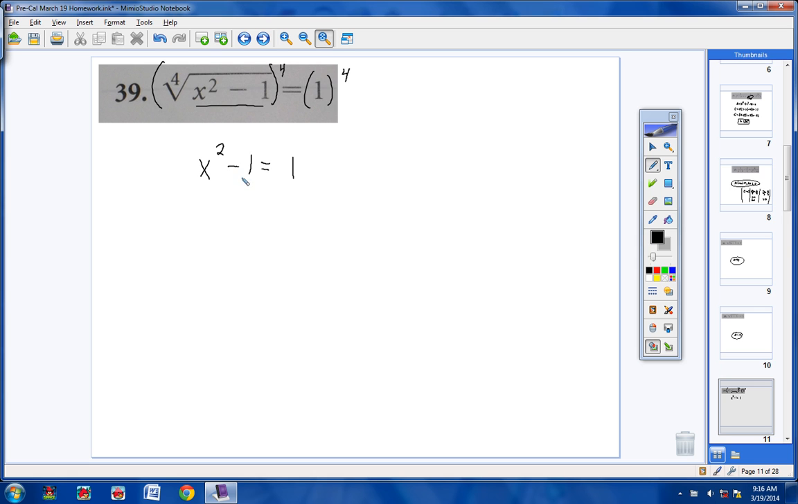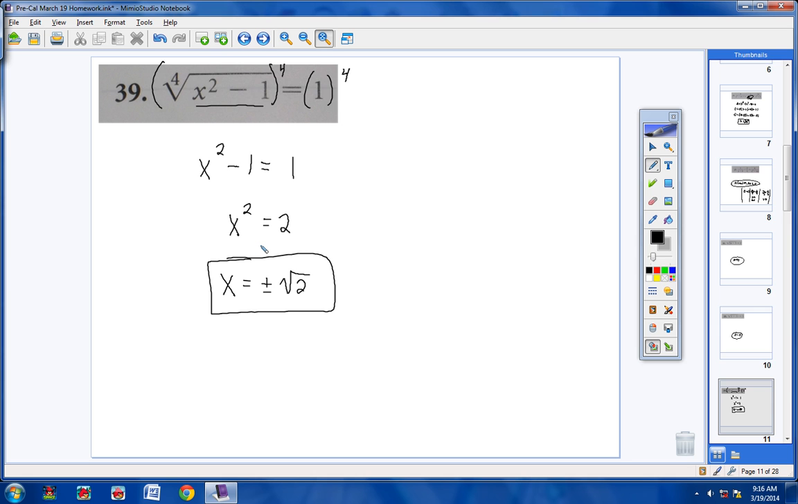Now I'm going to bring the negative 1 over and make it a positive 1, so I'm left with x squared equals 2. And then I'm going to take the square root of both sides. The square root of x squared is x, and the square root of 2 is plus or minus, positive or negative, square root of 2. Now, there are my answers.